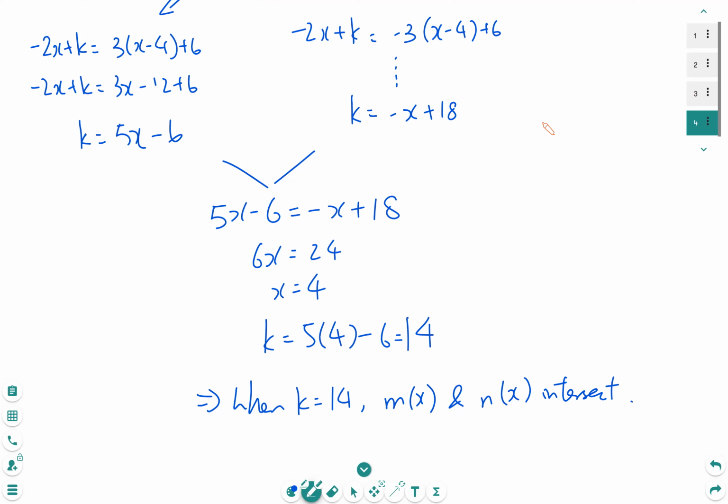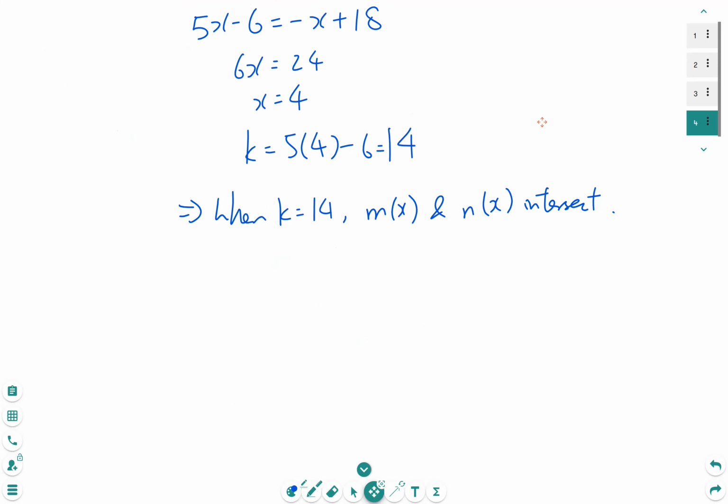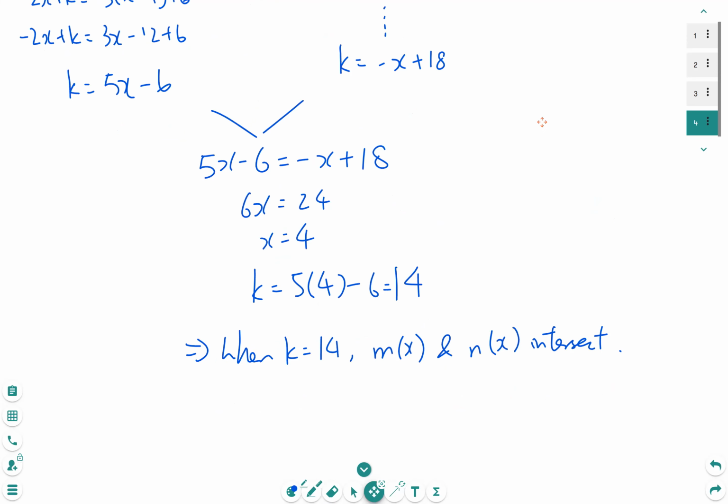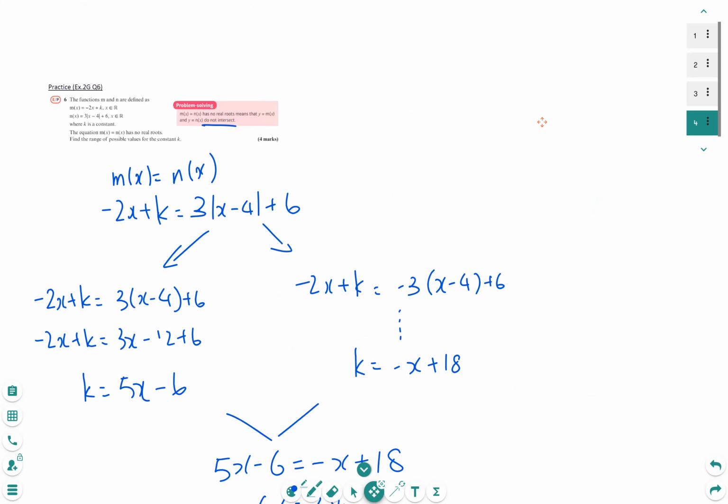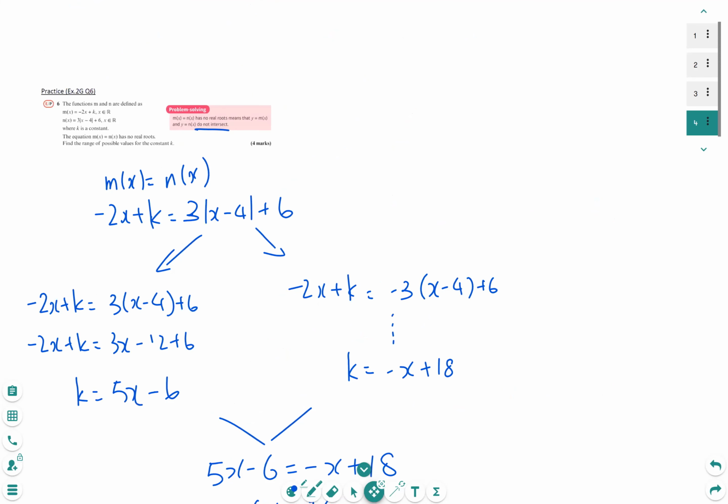But the problem is they don't. So there's something to do with this number 14 here. So let's have a look how we can solve the question. Now, k equals 14, that means they intersect. So m of x is minus 2x plus k.